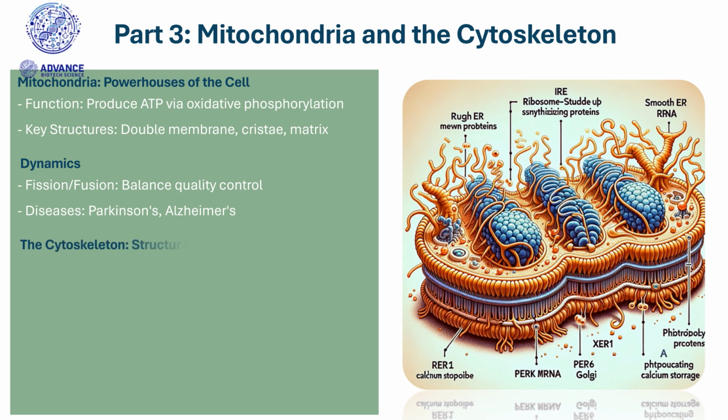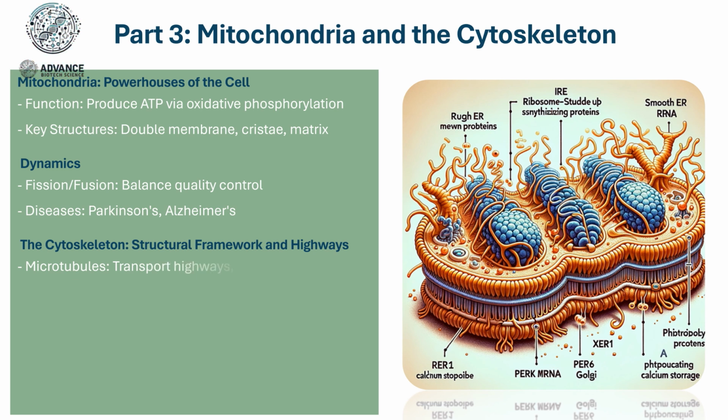Components of the cytoskeleton: the cytoskeleton comprises three main filament systems. Microtubules form highways for vesicular transport and compose the mitotic spindle. Actin filaments support cell shape and motility and facilitate muscle contraction. Intermediate filaments provide structural stability.